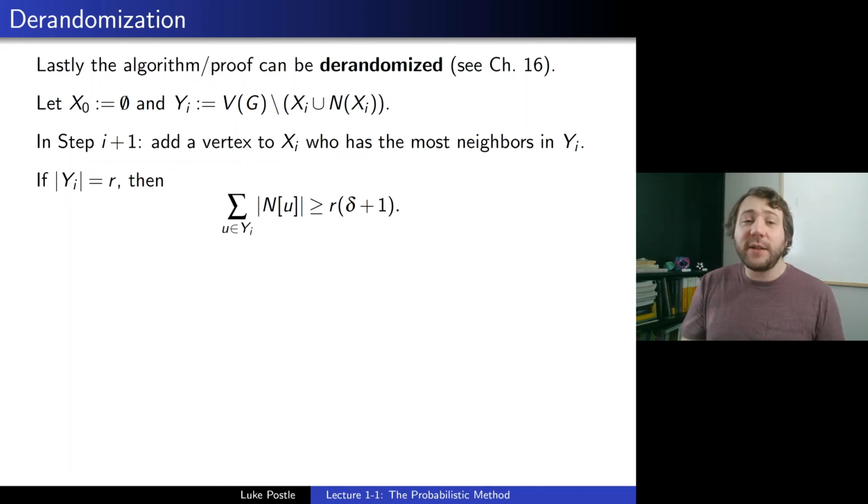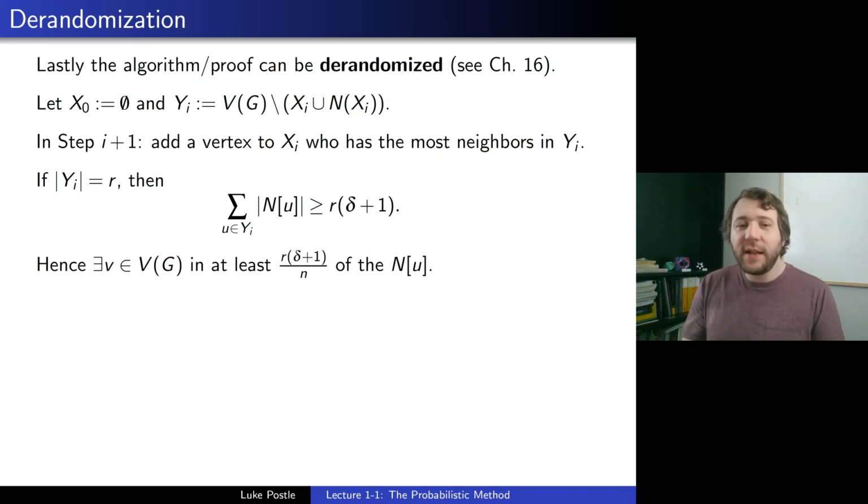And then we can show that this will make rather quick progress. To do that, I note that if |yi| is r, then if you sum up all the closed neighborhoods of vertices u in yi, where closed neighborhood means u and all of its neighbors, that's at least r(delta plus 1), as the minimum degree is delta. Then if you look at the average of that value over all the vertices, which would be r(delta plus 1) over n, there must be a vertex v that's in at least r(delta plus 1) over n of those neighborhoods. Thus, this implies that |yi+1| is at most (1 minus (delta plus 1) over n) times |yi|. You always dominate at least a (delta plus 1) over n fraction of whatever's undominated.